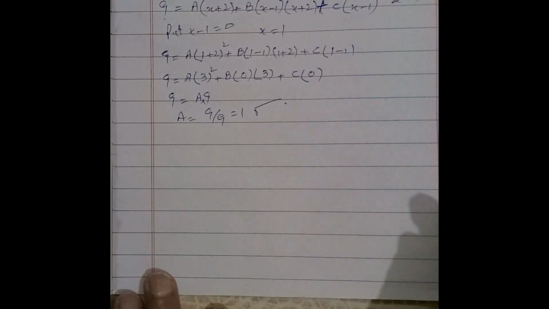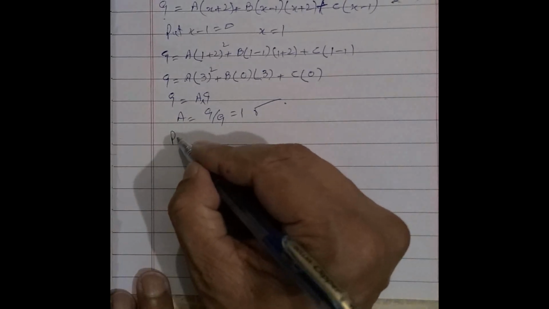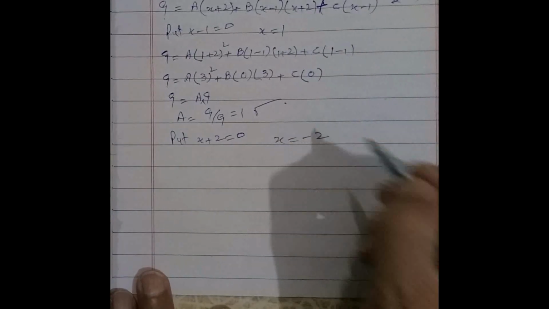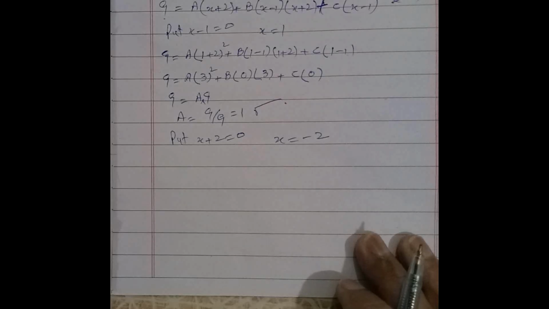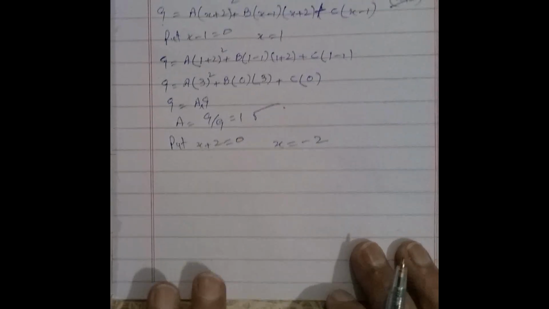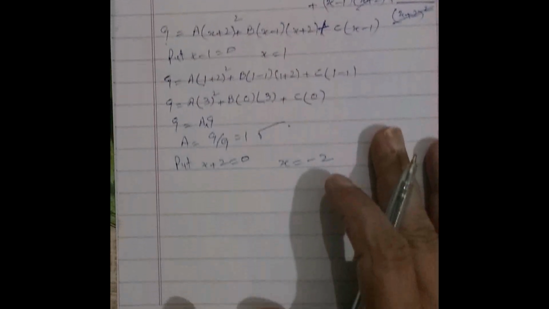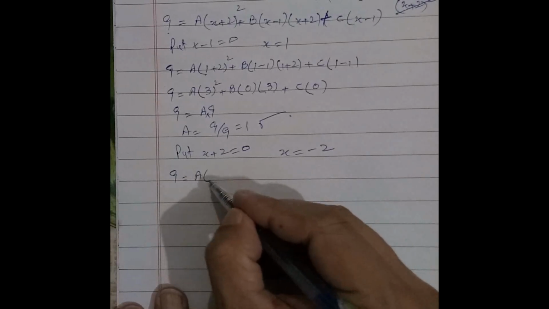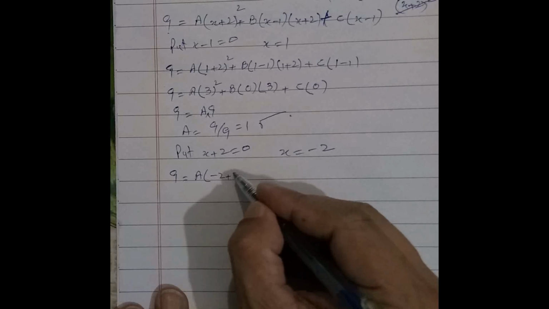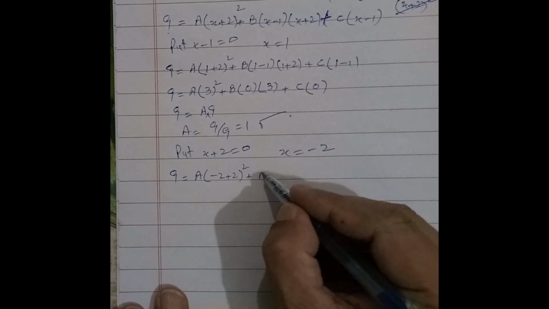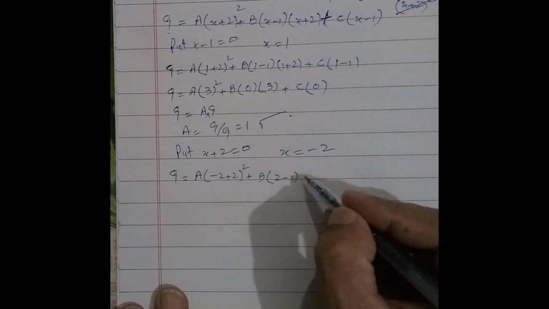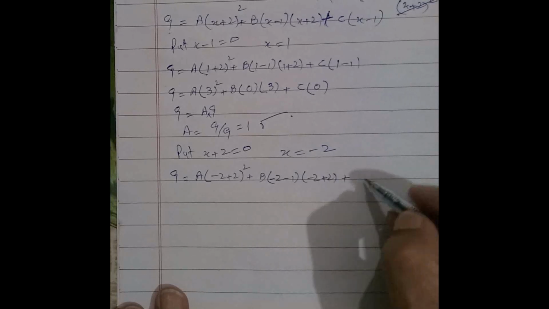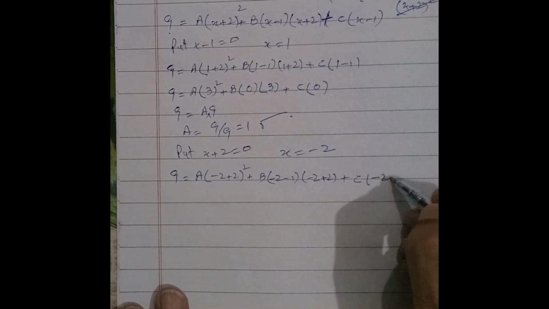Now we put x plus 2 is equal to 0. Put x plus 2 is equal to 0 means x is equal to minus 2. In this equation we get 9 is equal to a (minus 2 plus 2) whole square plus b (minus 2 minus 1)(minus 2 plus 2) plus c (minus 2 minus 1).